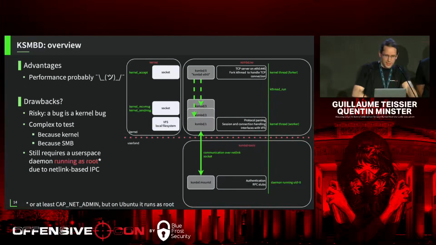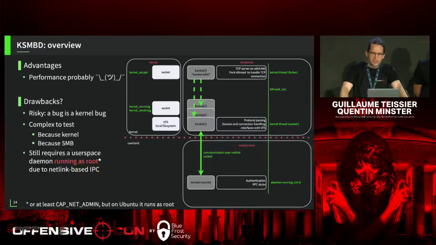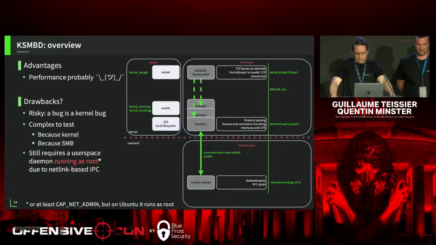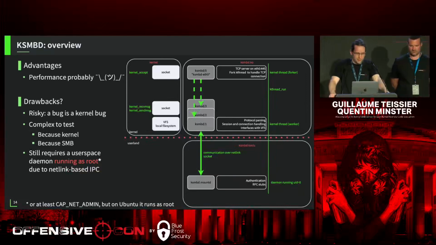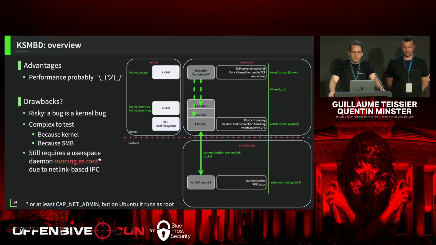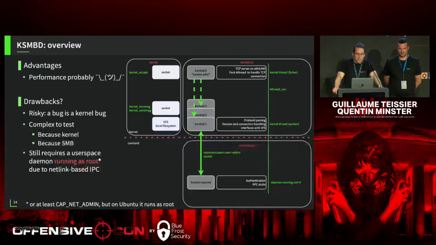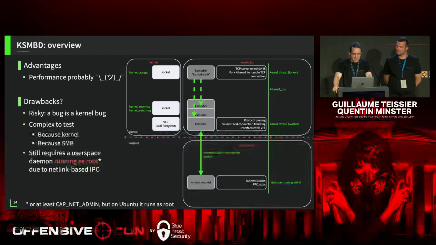Right, so it was done this way to keep things in the kernel for performance, but this means that you have complex code, because it's kernel code, and you have a complex protocol because SMB has a lot of commands that do a lot of things in the kernel, so it might not end up that well. And on top of that, you also have a root daemon, because the KSMBD daemon is talking to the KSMBD module over netlink IPC, so that requires at least CAP_NET_ADMIN. So in this case, it's running as root. So those are both highly privileged components, and we thought it was worth taking a look at them.